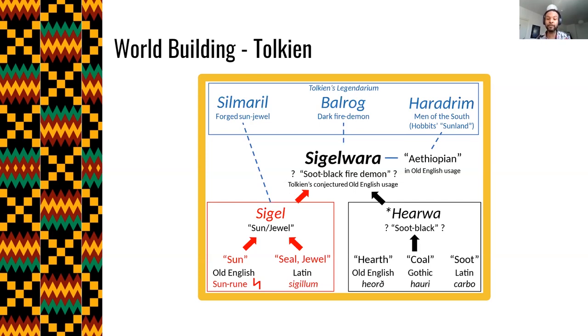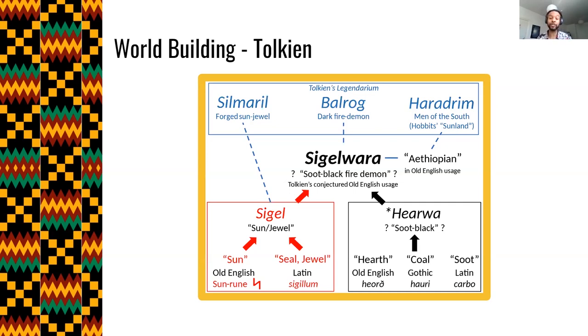So this word, Sigelwara, I'm not sure how to read it, is just some strange old English word that he found, and then he started building up theories about how this word was created, and he came up with the whole Silmarillion and the word Balrog, and everything came from this word. So he was spending lots of time researching real Old English and other parts of European mythology and history and language, especially languages, and then coming up with something that was really original and cool.